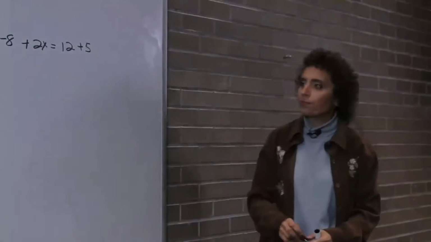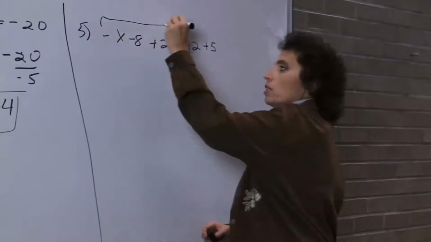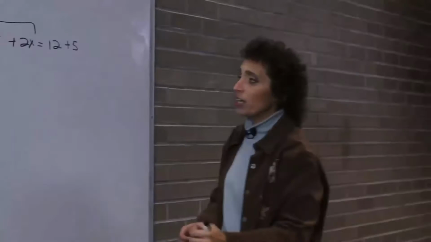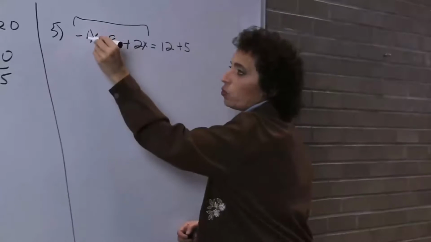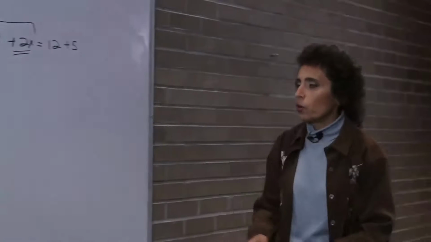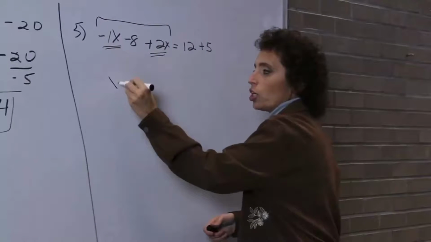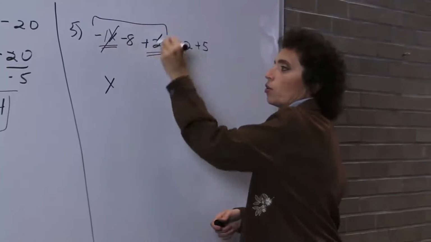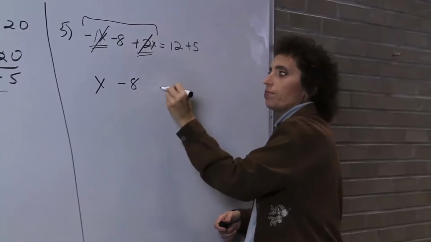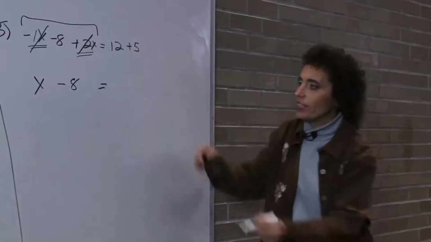It's a little bigger. Okay, so we're going to go to the left side, see if there's anything to combine, and there is. Remember, this is a negative 1. So we have a negative 1x and a positive 2x. So I owe you 1, but I have 2. So I have 1x or just x. The only thing else on that side is a negative 8. And now we can combine on this side. 12 plus 5 is 17.